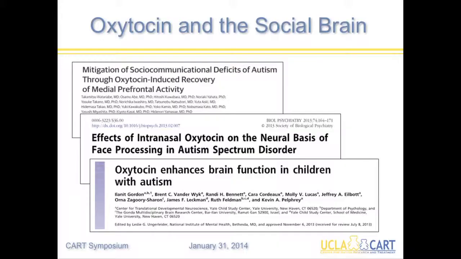And my favorite among the series of studies is actually this last one, done by some of our colleagues and collaborators at Yale, which actually focused on the entire social brain regions. And here is what some of their findings look like.